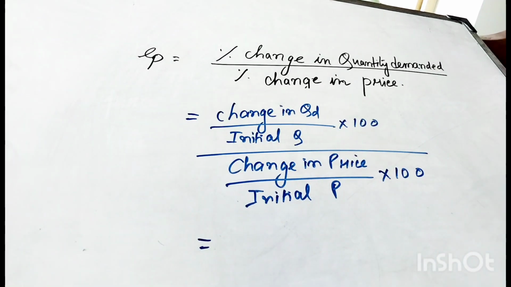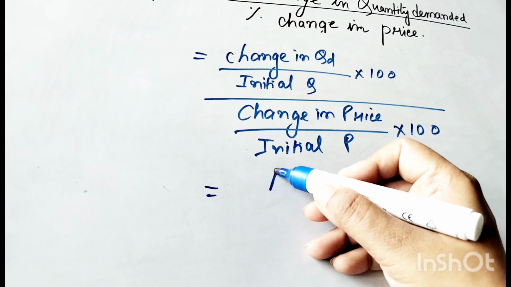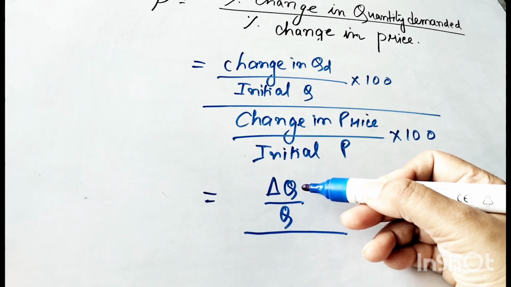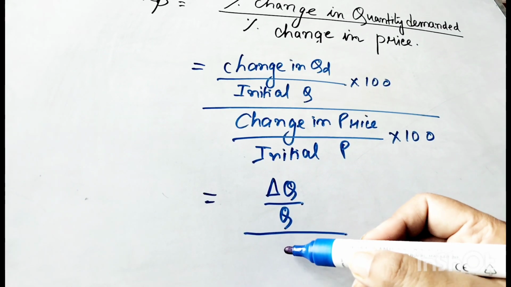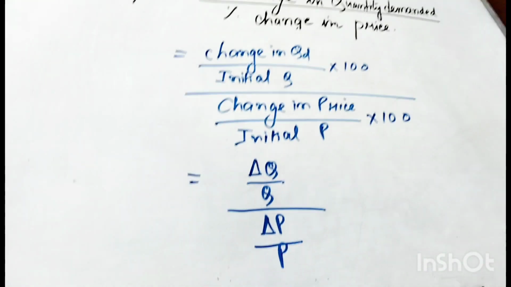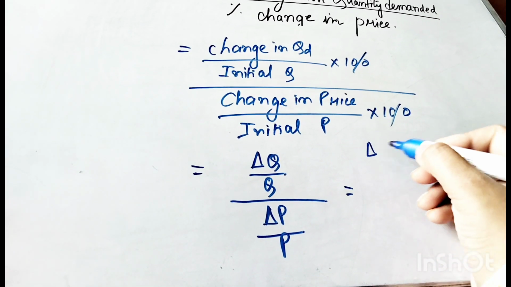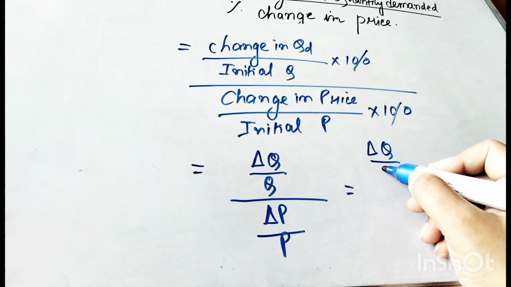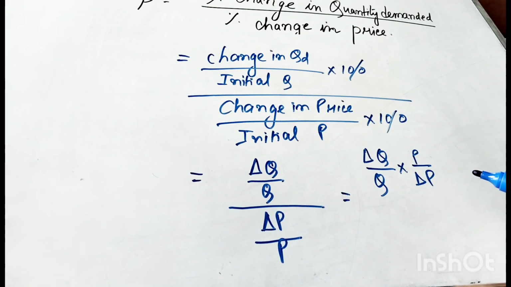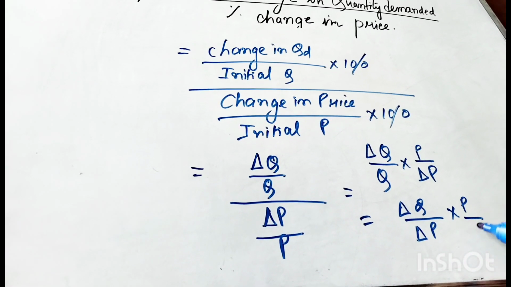Next step, what can we write? Change in the quantity demanded we can write as del Q by Q, where del Q is the change in the quantity demanded and Q is the initial quantity. Again, change in the price we can write as del P, and initial price we can write as P, and the 100 will cancel. So this one we can write as del Q by Q into P by del P, or del Q by del P into P by Q.